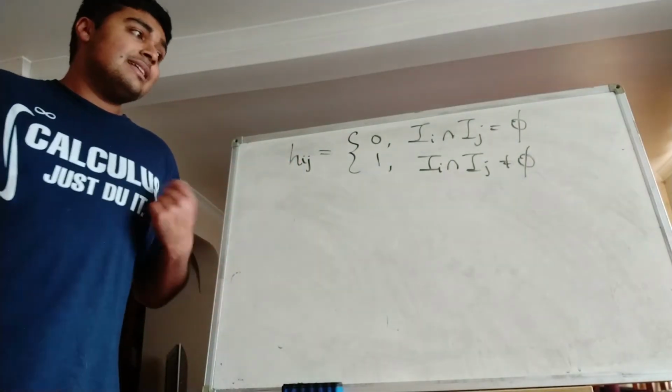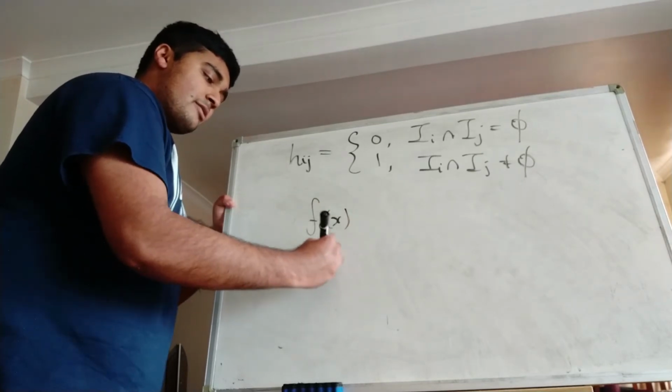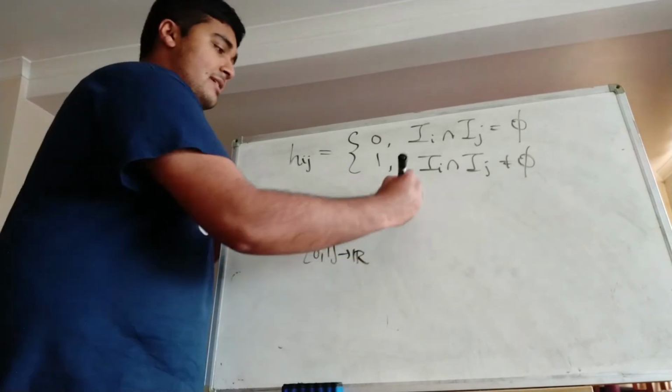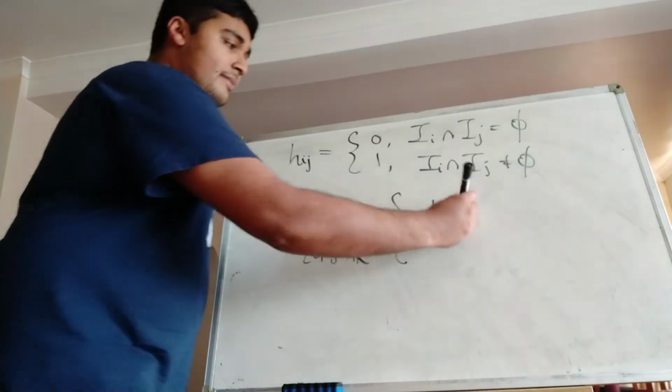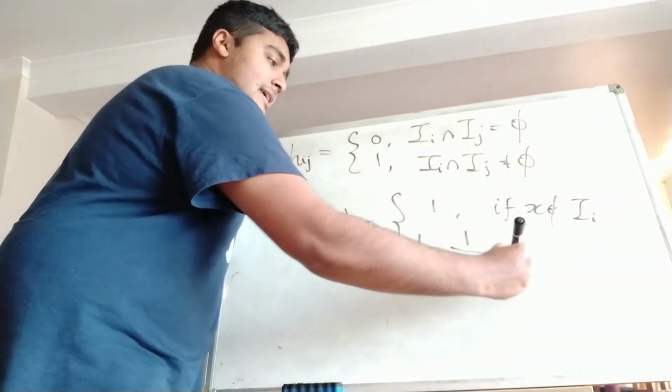Pretty simple function. Next thing I'm going to consider is f_i of x, and this is going to be from [0, 1] to the reals. Okay, and this function here is going to take on two values as well, but not 0 and 1 this time. It's going to be 1 if x is not in the ith interval, and it's going to be 1 minus 1 over the length of I if x is in the ith interval.